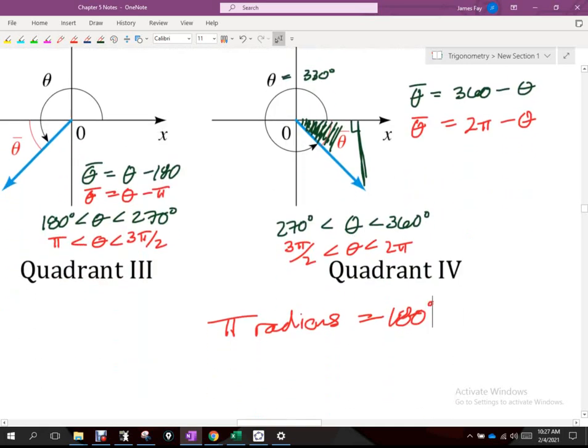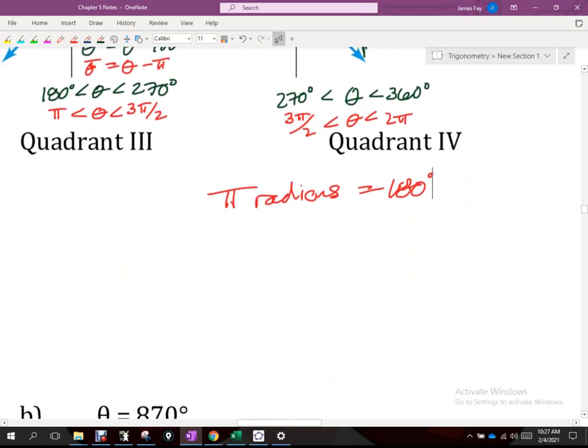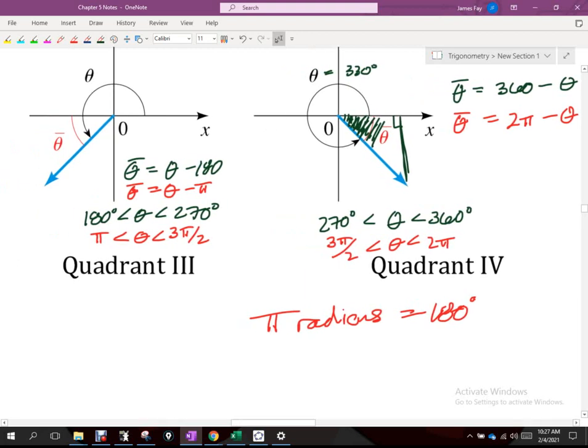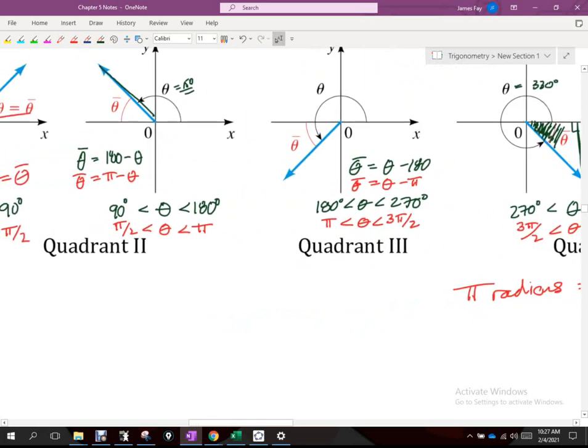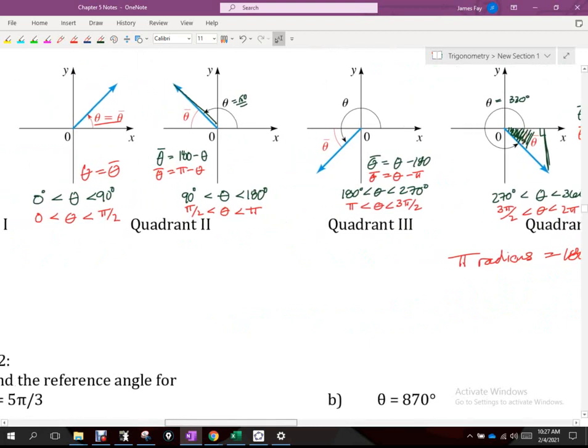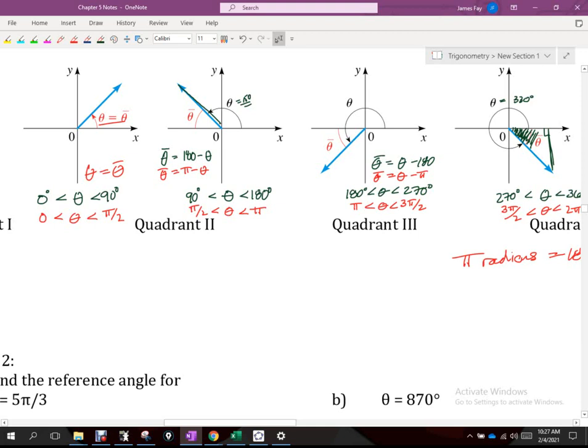Eventually, as we use them more and more, like these two numbers, 270 and 3 pi over 2, you're going to relate those much like you relate radical 4 and 2. You're going to know that they are synonymous with one another. So that's how we find reference angles.